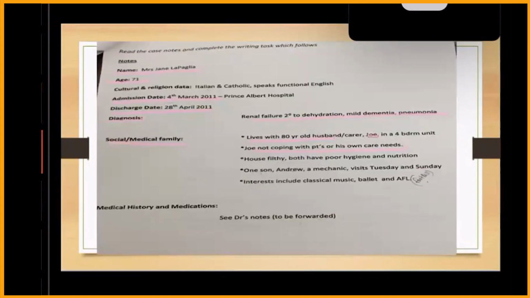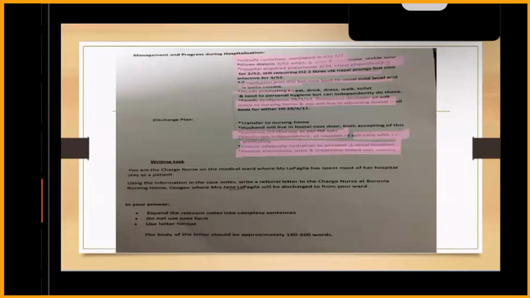Now, Dear Sir or Madam, or Dear Nurse, Nurse is fine, isn't it? Dear Nurse, comma, re Mrs. Jane Lapanglia, aged 71. So, what do you write in the introduction? I am writing to transfer Mrs.